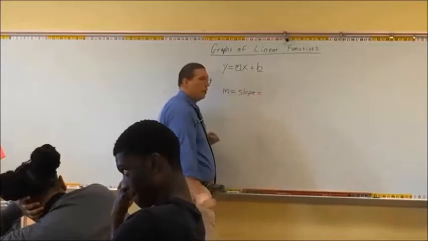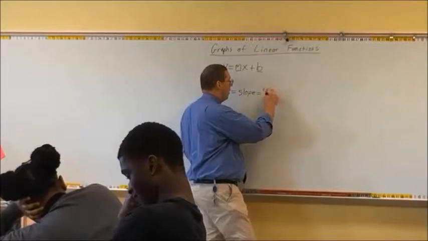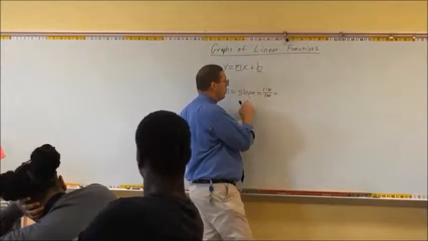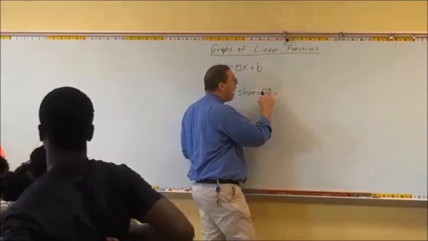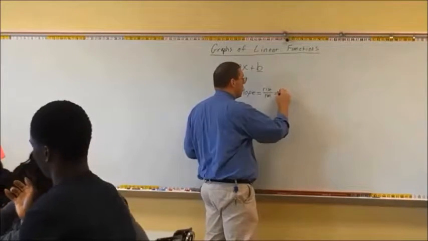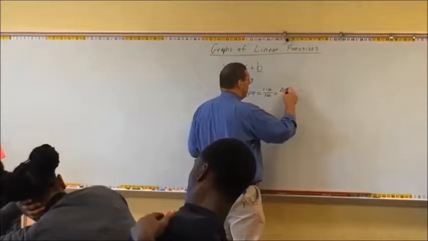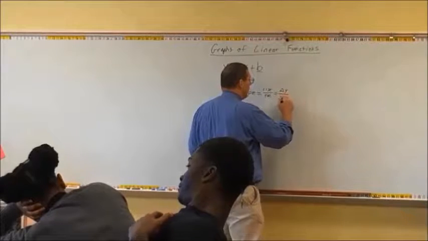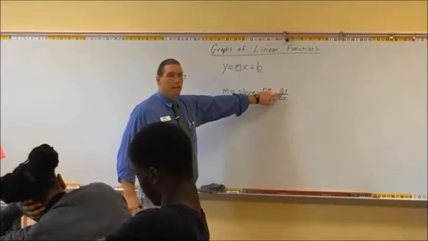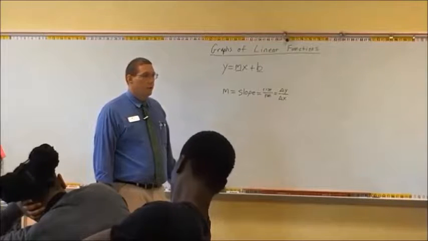And how do we calculate m? Rise over run, okay? You're going to want to write all of these down. M is the slope. Slope is rise over run. Rise is change in y, or we use the Greek letter delta, which looks like an equilateral triangle. Delta y over delta x. The Greek letter delta is often used to indicate the word change.